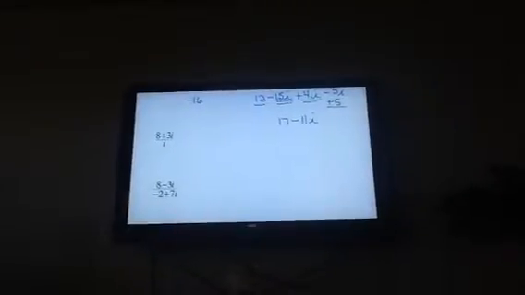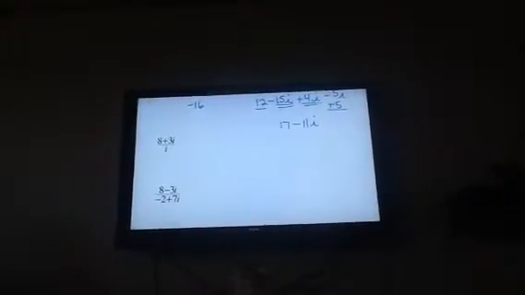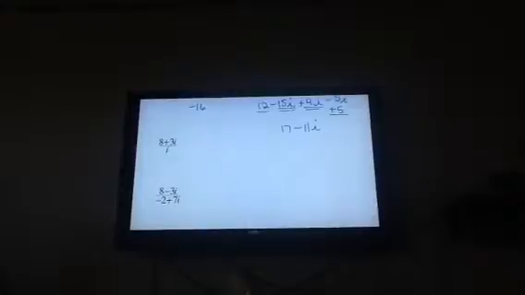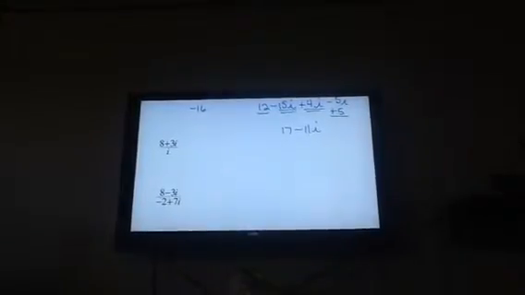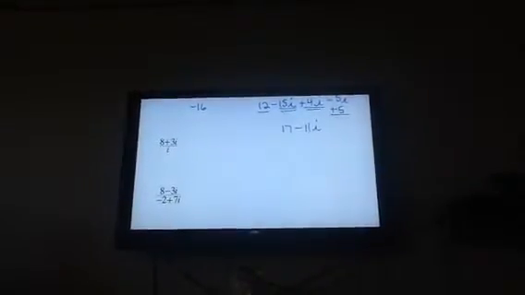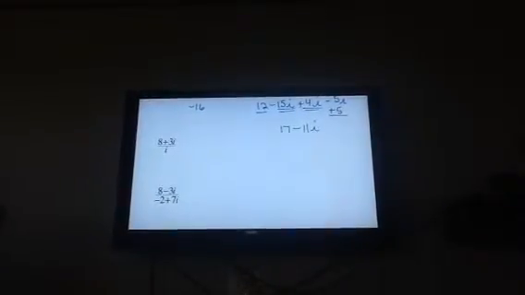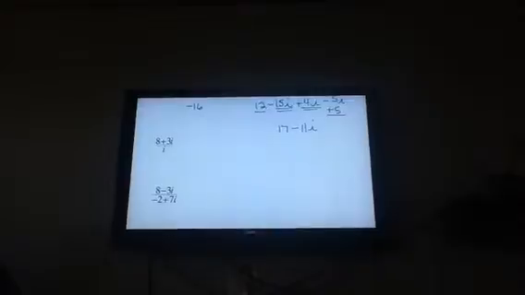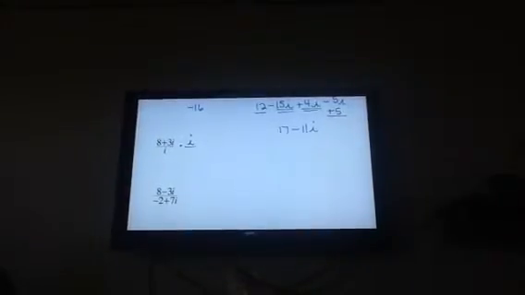You cannot leave a radical in the denominator. You cannot leave an i in the denominator. So you rationalize it pretty much the same as you rationalize a radical. So if I want to get rid of this i on this first example, I'm going to multiply by i over i.